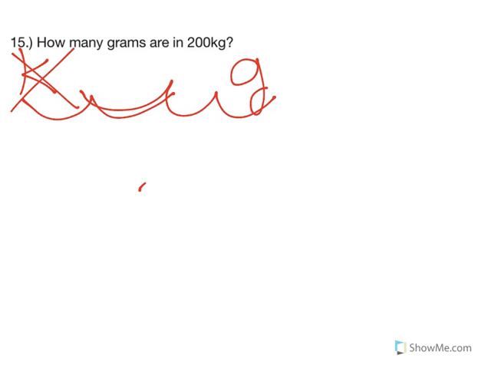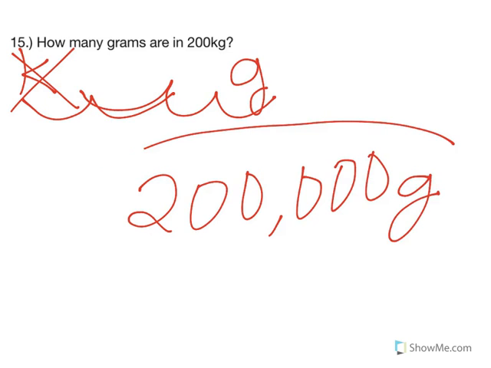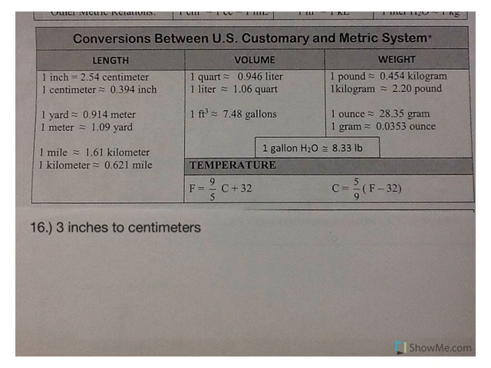So I got to go right 3 places, which gives me 200,000 grams. All right, we're doing good. Now we are going to use the jumping across the pond. These are kind of where it starts to get a little bit trickier.